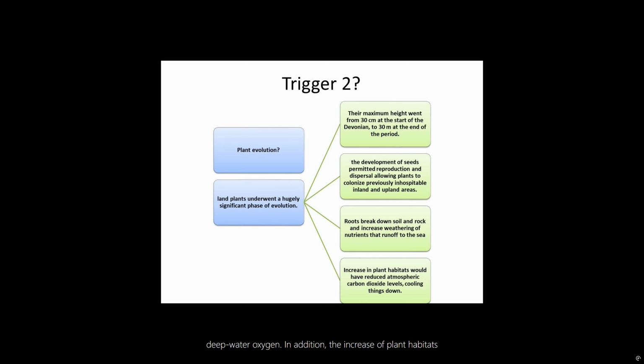In addition, the increase of plant habitats on land and the subsequent spread of plants could result in a decrease in carbon dioxide levels in the atmosphere, cooling things down and potentially leading to glaciation.